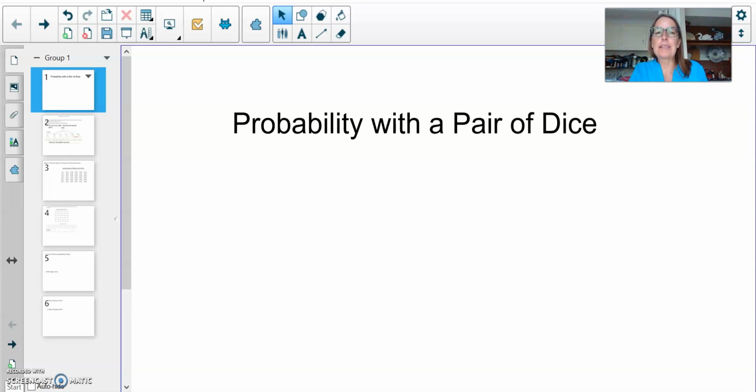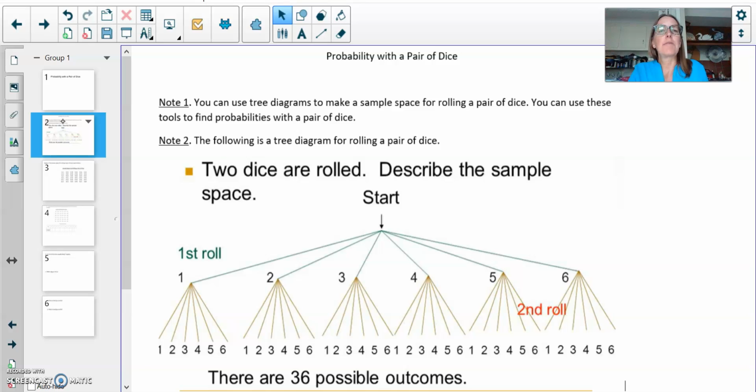Hi everyone, in this video we're going to be looking at the probability of a pair of dice when you roll two dice at the same time. So we know we can use tree diagrams to find the sample space for rolling a pair of dice, and then when you find the sample space we can use that to find the probabilities.